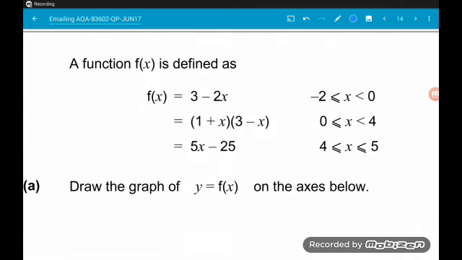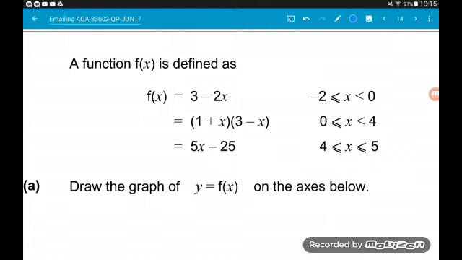Okay, the second function is a quadratic. So 1 plus x times 3 minus x. If we expanded all of that out, that would give us an unhappy quadratic with a negative x squared term. But we're not going to do that. So this function is for x greater than or equal to 0, strictly less than 4.